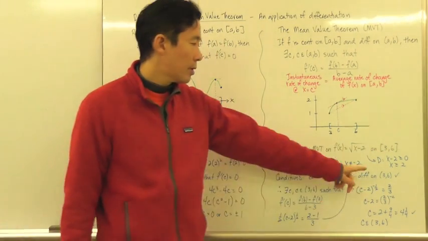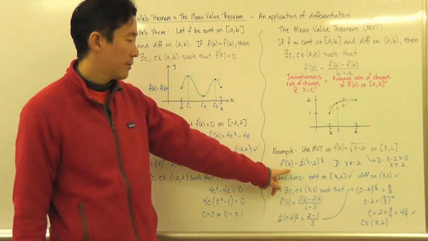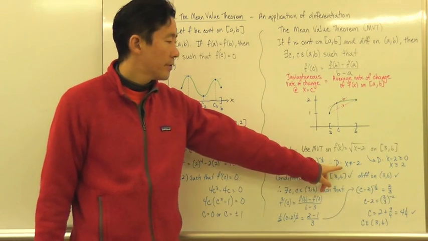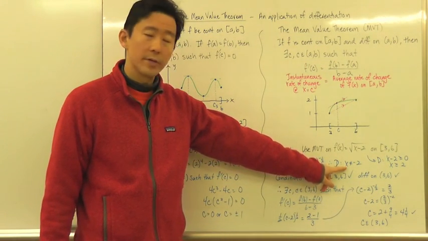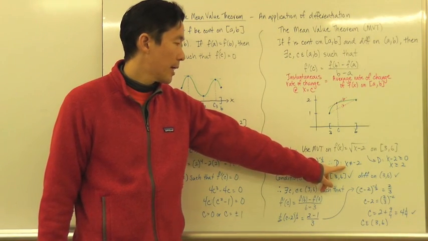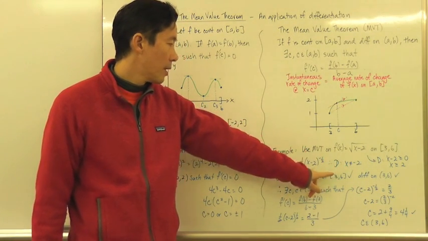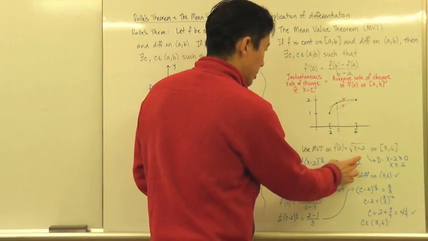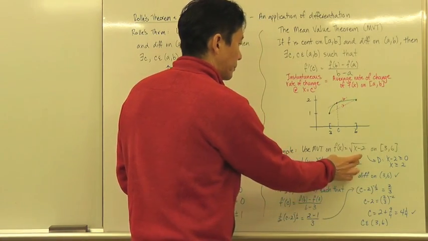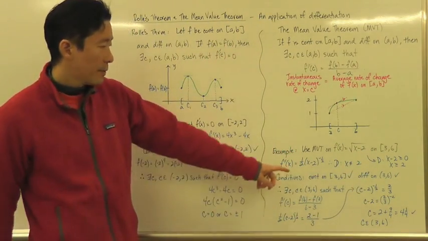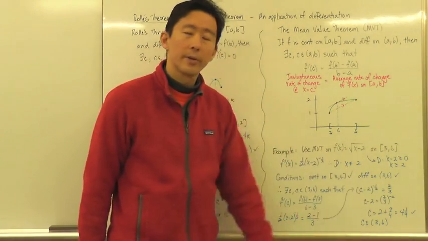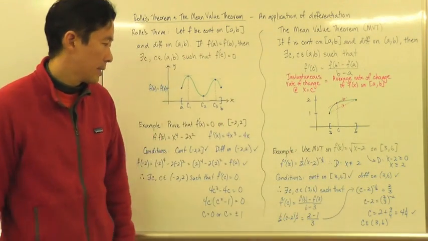Is it differentiable on 3 to 6? Well, if we check the first derivative, the first derivative, of course, has a point of discontinuity at x equal to 2. And therefore, we know that we're okay because we're only concerned about the open interval from 3 to 6.